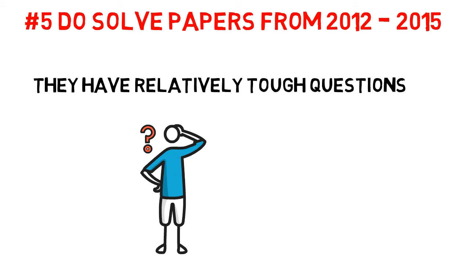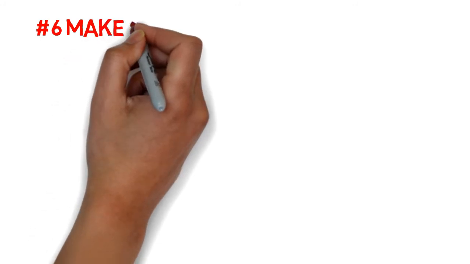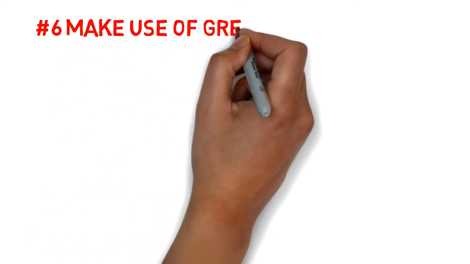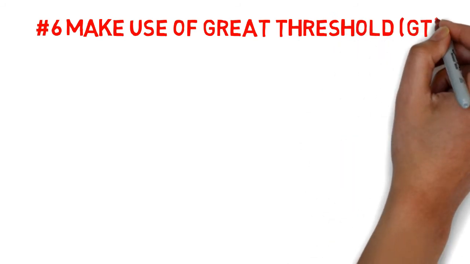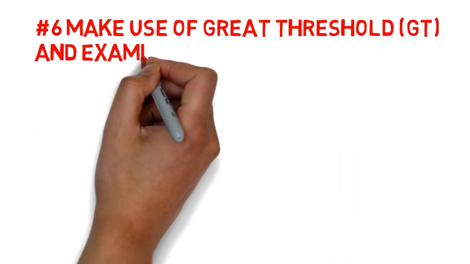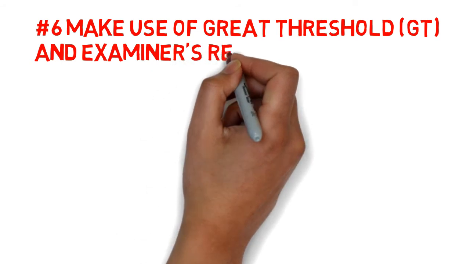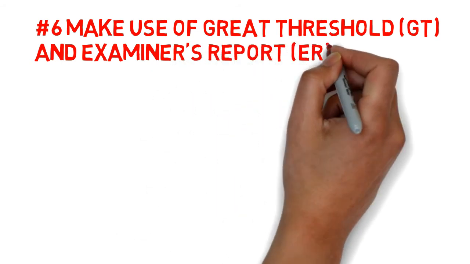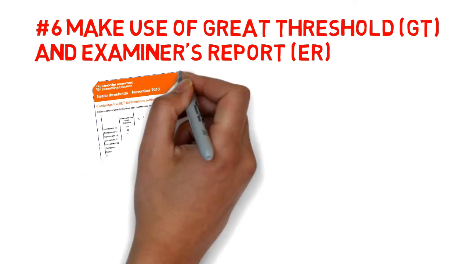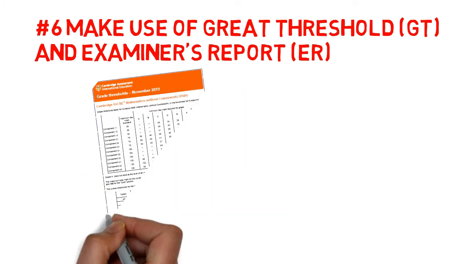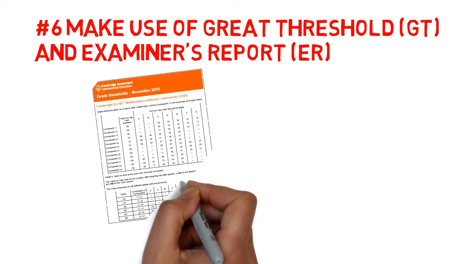Do remember that you need to find the most efficient way and think out of the box. Next, you should also make use of GT for each year, which brings me to my sixth point, that is, make full use of GT, grade threshold, and examiner's report, also known as ER. These two documents, if you have noted carefully, appear on each and every website which provides you past papers. So they would definitely hold some importance, which is why they appear on so many websites, you see.